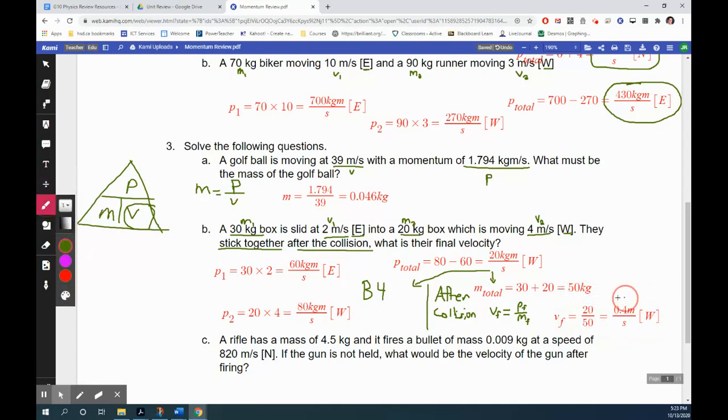Awesome. So that's pretty cool that we can take two boxes that are moving in opposite directions at different speeds, and figure out exactly how fast they are going to move together. That's neat. That's pretty cool to be able to do that.